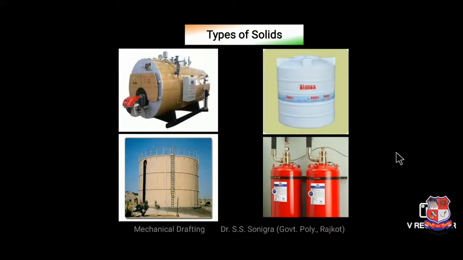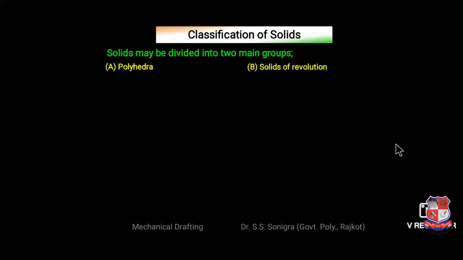Some more solid shapes. Why am I showing all these figures to you? Just to show the importance of classification of solids. All these solids can be classified into 2 main groups: one is polyhedra and another is solids of revolution.